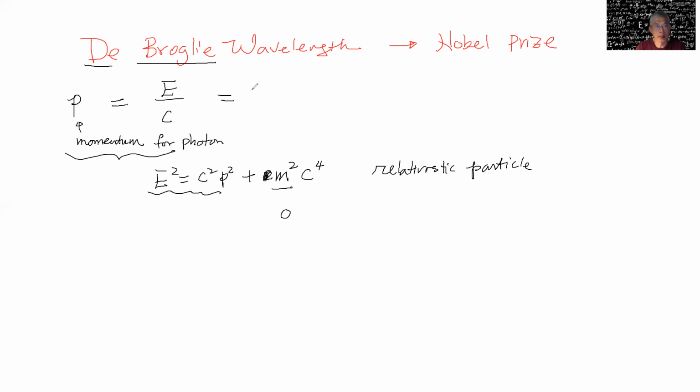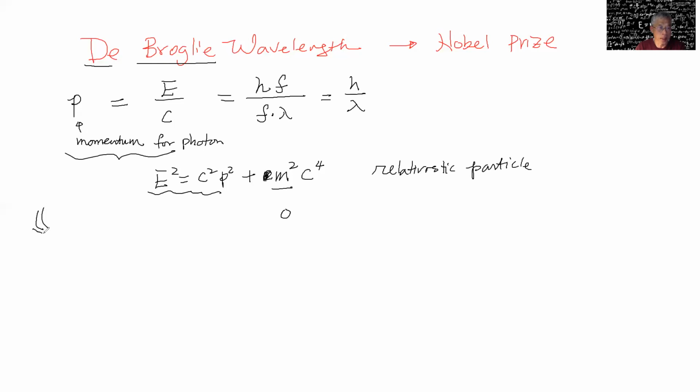And we can apply Planck's constant. The energy is defined as h times the frequency of the photon. And the c, according to the wave equation, is equal to frequency times lambda. So you can see the frequencies cancel out, and this is equal to h divided by lambda. So what de Broglie did seems very, very simple.